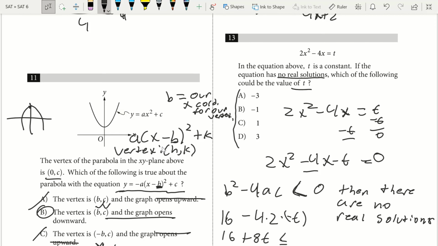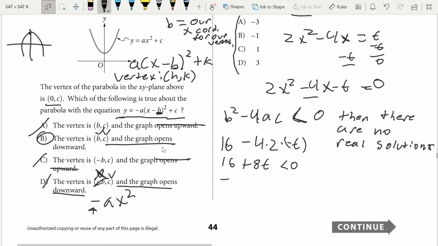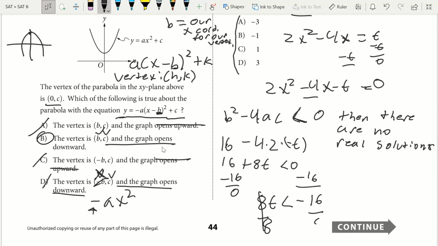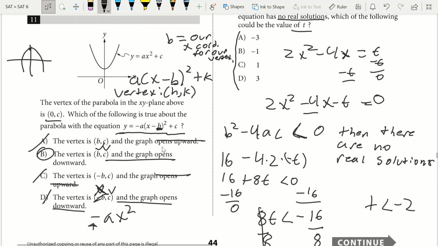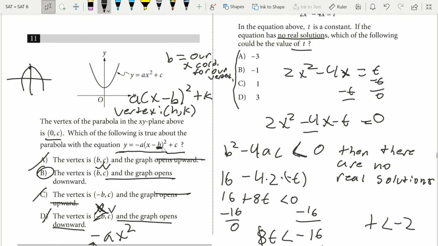Now we need that to be less than 0. So what we're going to do is subtract 16 from each side. So we have negative 16 must be greater than 8t. We're going to divide each side by 8, and we get that t must be less than negative 16 over 8. We know negative 16 over 8 is negative 2. So t must be less than negative 2. What is our only answer choice where t is less than negative 2? Our only answer choice where t is less than negative 2 is A. So A will be our answer.